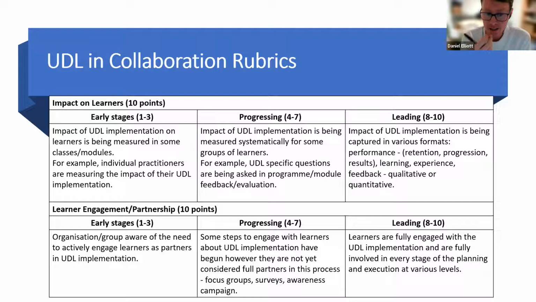Then in the progressing stage, UDL implementation is being measured systematically for some groups of learners. For example, UDL-specific questions are being asked in the program or module feedback evaluation. And then in the leading category, the impact of UDL implementation is being captured in various formats. Performance, it's looking at things like retention, progression, results, learning experience, feedback, qualitative and quantitative.